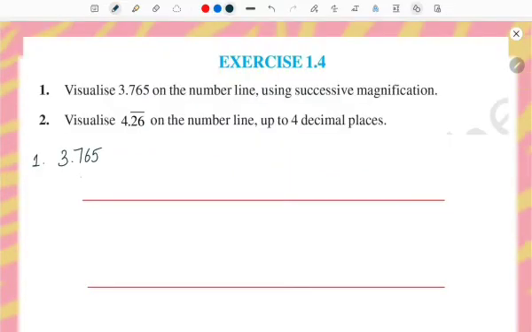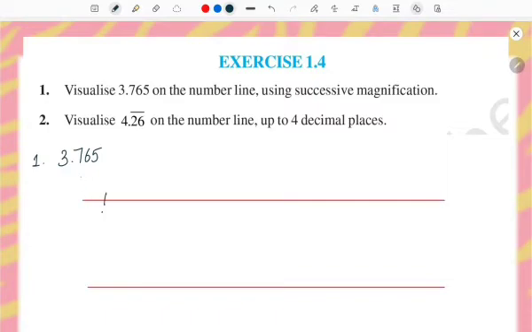I'd like to repeat, this topic has been deleted from the syllabus of academic session 22-23. This exercise is also deleted. Need not do this exercise. Okay. The next question we have is 3.765.